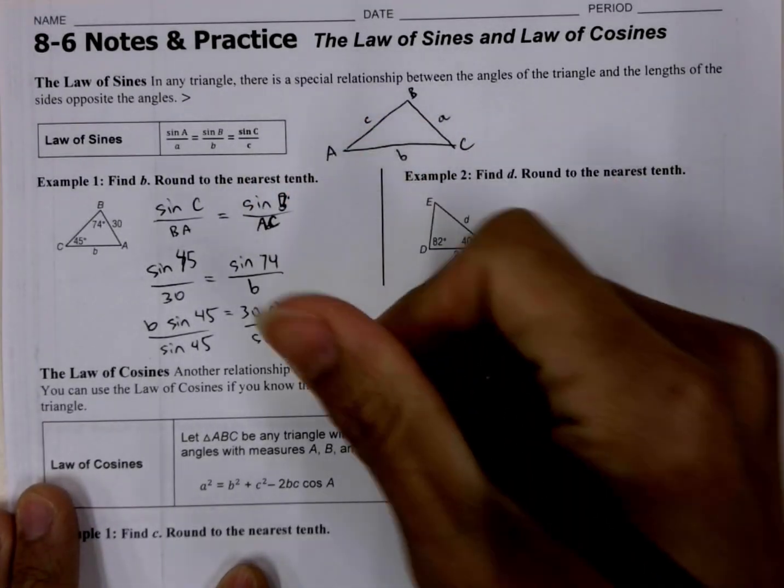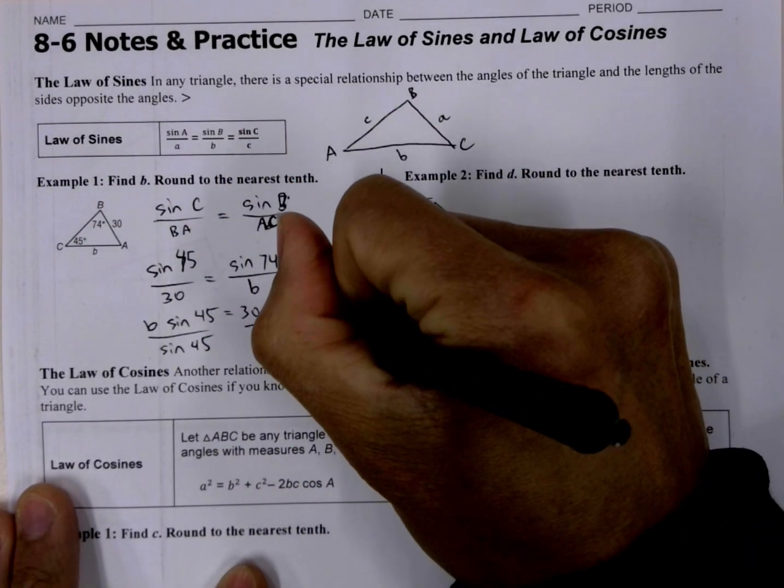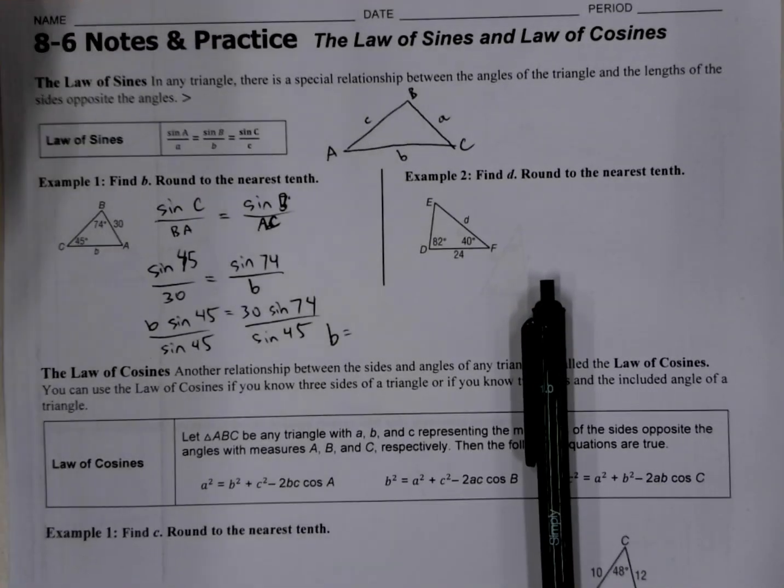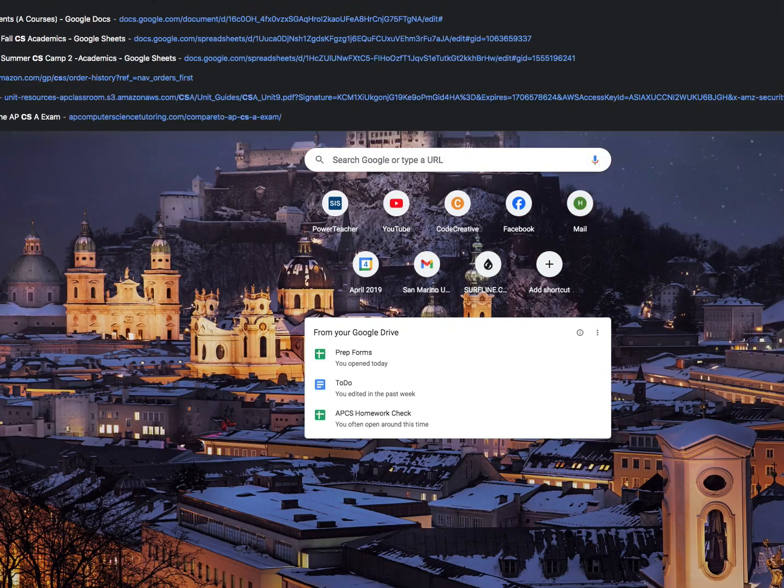So let's go ahead and plug that into a calculator, and I'm going to put b is equal to, let's see, where can I get this? Let's do calculator.